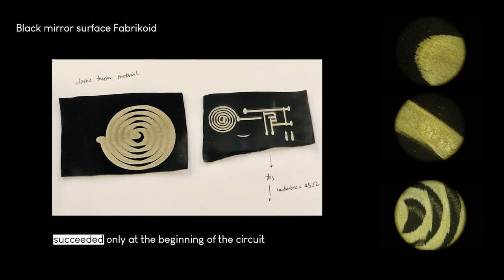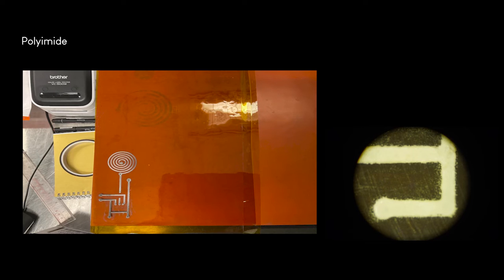For the black mirror surface carbide, it succeeded only at the beginning of the circuit, and we can see from the right side of the picture. So the small circle here, the conductive resistance is 45 ohm.